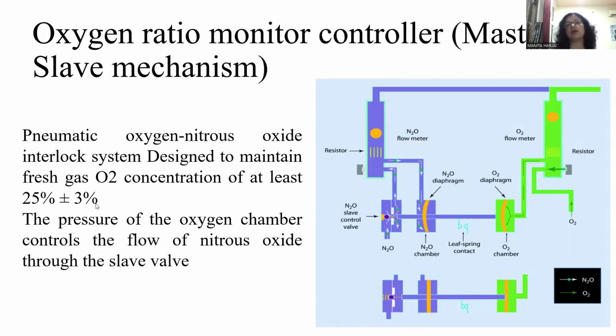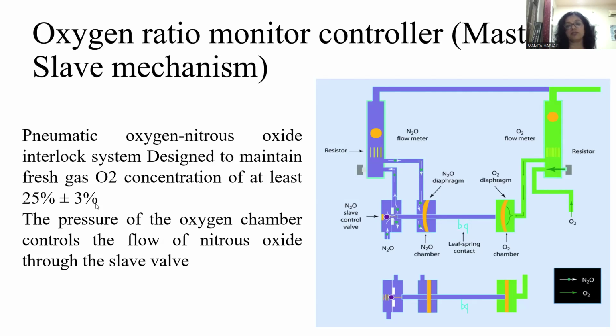The next hypoxic guard is the oxygen ratio monitor controller. It is again a master-slave mechanism, and this is mainly in the Draeger workstations. It is a pneumatic oxygen-nitrous oxide interlock system, designed to maintain a fresh gas oxygen concentration of at least 25%. What happens is that it limits nitrous oxide flow to prevent delivery of a hypoxic mixture.